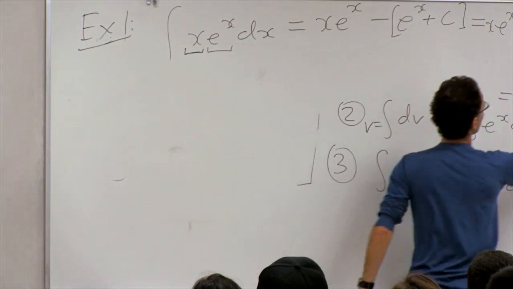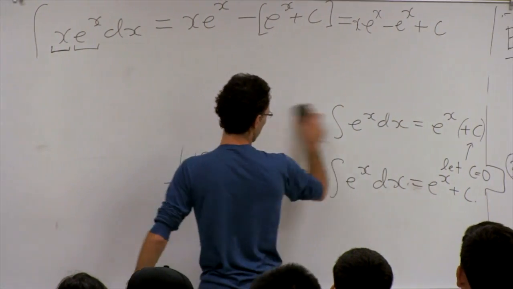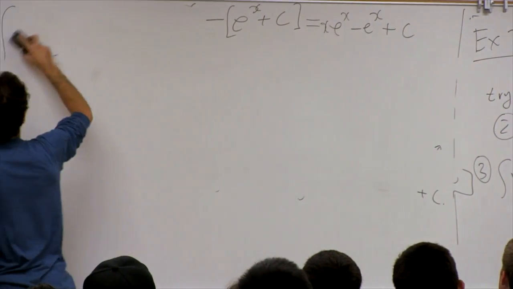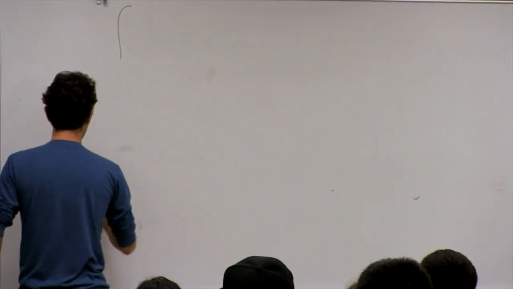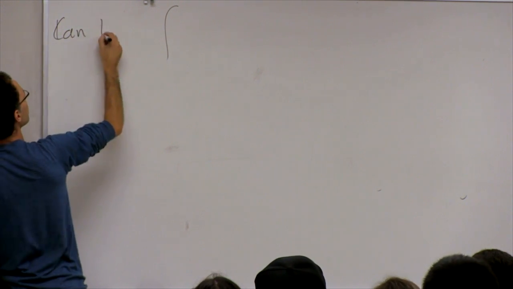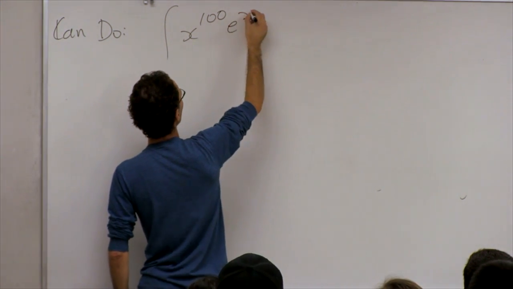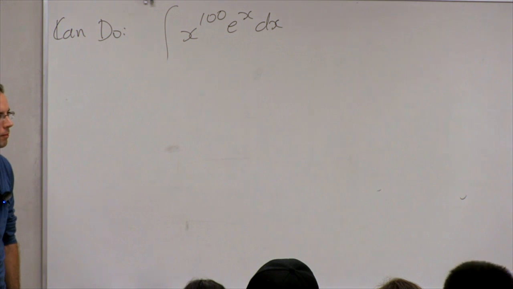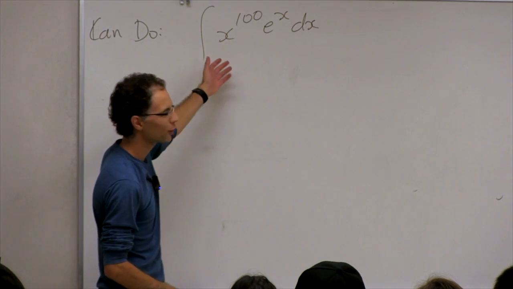OK, so this idea can be used. We can not just do 2 powers of x, we could do many powers of x. So let me just give you a quick example of what it means. The same idea of applying integration by parts multiple times, you can do the following integral. You could, for instance, do x to the 100 times e to the x dx. Some of you might look at that and be a bit afraid. I mean, 100 powers of x.